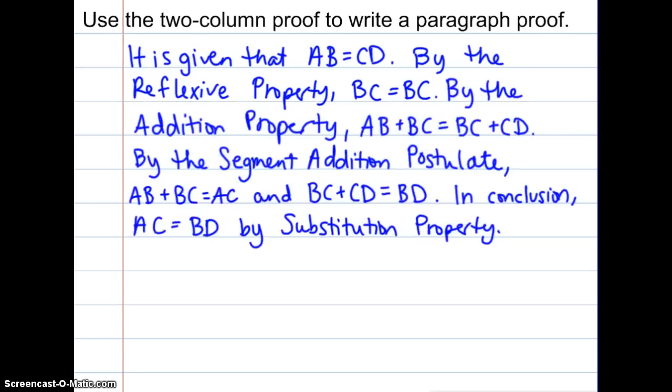Alright, so as you can see here, I've finished writing this. By the addition property, AB plus BC equals BC plus CD. By the segment addition postulate, AB plus BC equals AC, and BC plus CD equals BD. So in conclusion, AC equals BD by the substitution property, or you could say the transitive property. Whichever you put here, you need to make sure is the same in the previous one.